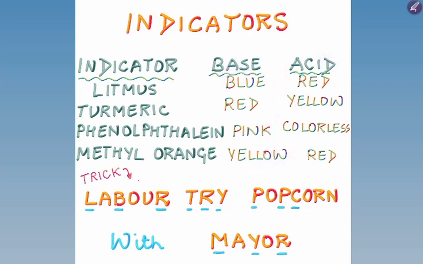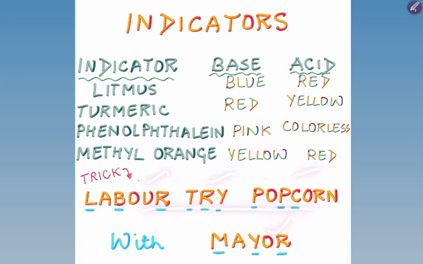Right. So before going for this, first of all, we will learn a trick to memorize the indicators, whether it is acidic or basic, with the help of the color changes. So the trick is, you will only memorize "Labor, Try, Popcorn with Mayer." And the blue indications which are given, there only we have to give the emphasis. And where it is written "with" is only to complete the sentence of Labor, Try, Popcorn with Mayer.